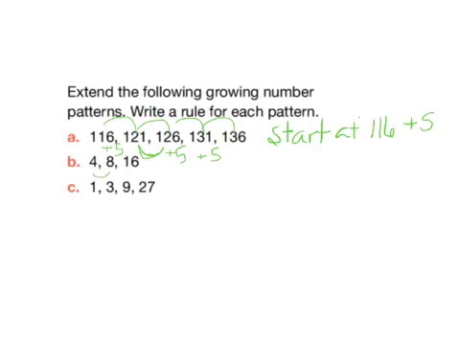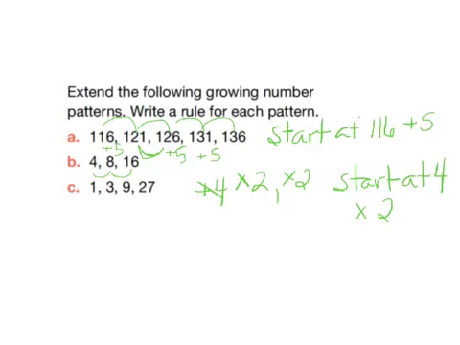Let's take a look at our second one here. If you haven't already done so, press pause and try it. All right, 4 to 8, 8 to 16. Well, to get from 4 to 8, I could add 4. 8 plus 4, ooh, that doesn't equal 16, so let's try multiplying. 4 times 2 would give us 8. 8 times 2 does give us 16, so that could be our rule. So in this case, we start at 4 and multiply by 2 each time.